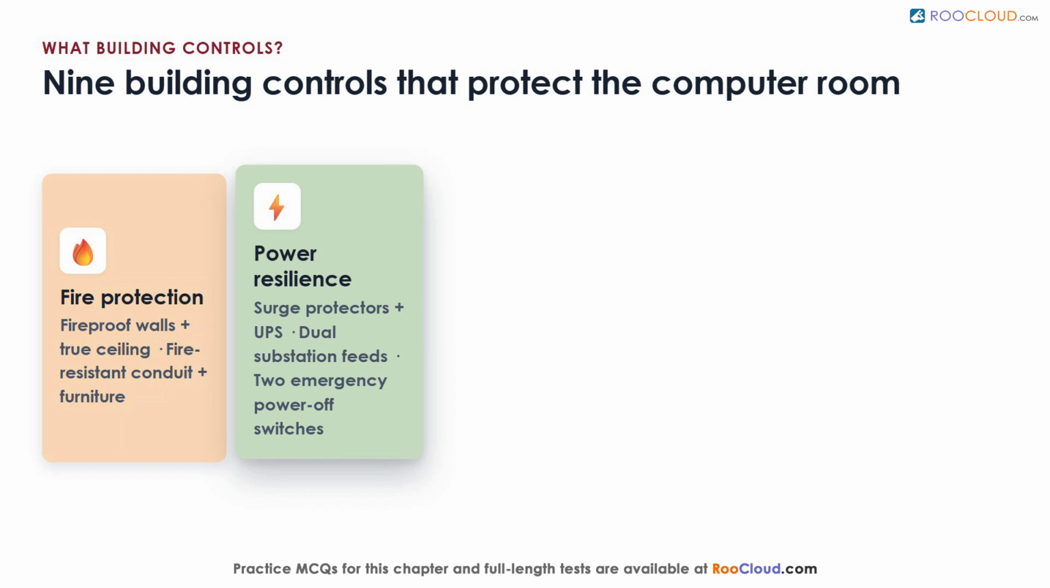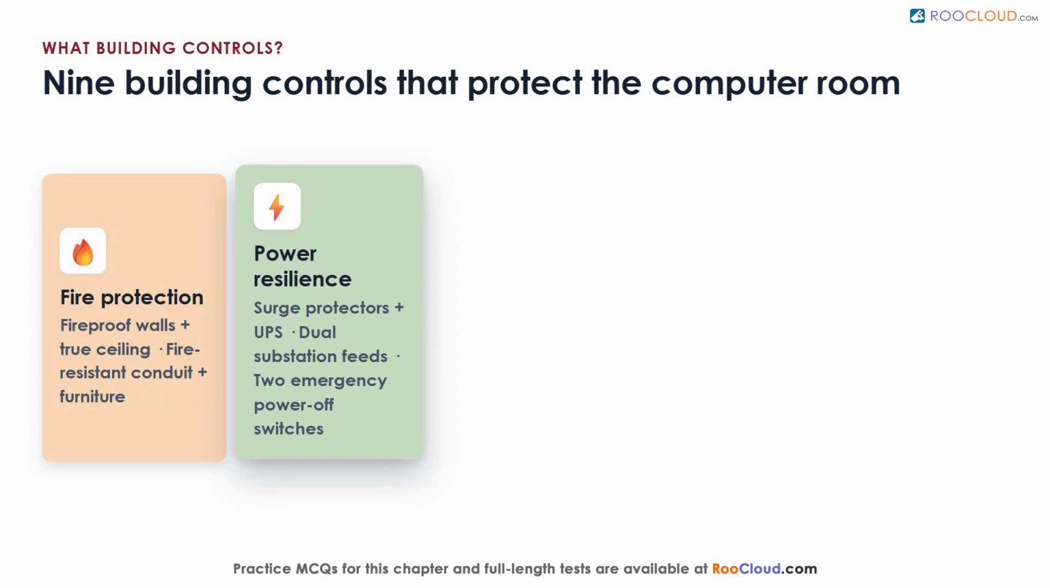Run 2 power feeds from separate substations, so one failure doesn't go dark. Place wiring in fire-resistant conduit. Ban food, drink, and smoking inside the facility. Use fire-resistant office furniture. Keep a documented, tested evacuation plan that still leaves the room secure. And monitor temperature and humidity on a regular schedule.